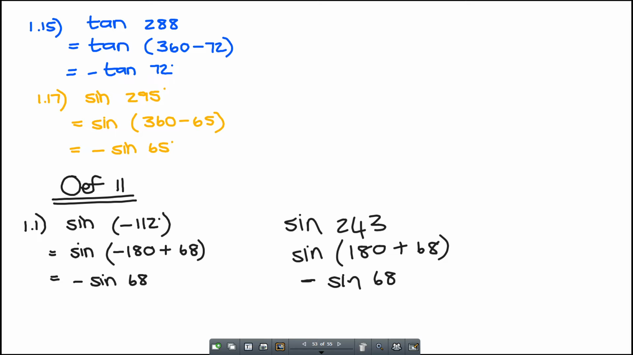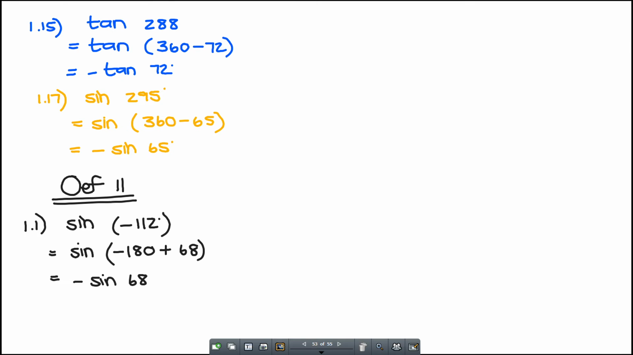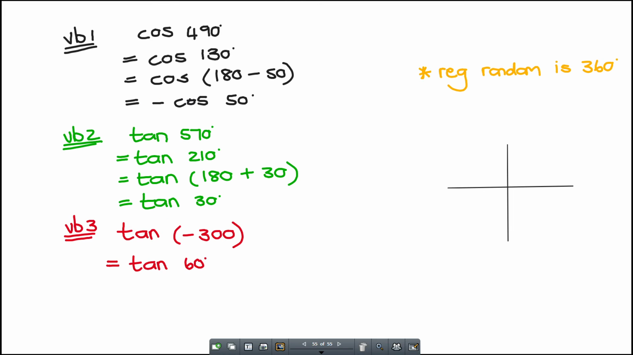Do you guys see? So it's just, if you maybe struggle, especially with the negative numbers, then I would advise you to rather add 360, and then you've got positive numbers. So dan sit vir jou eenvoudiger. You guys good? Right. Wil julle gou enetjie self probeer? Enetjie.